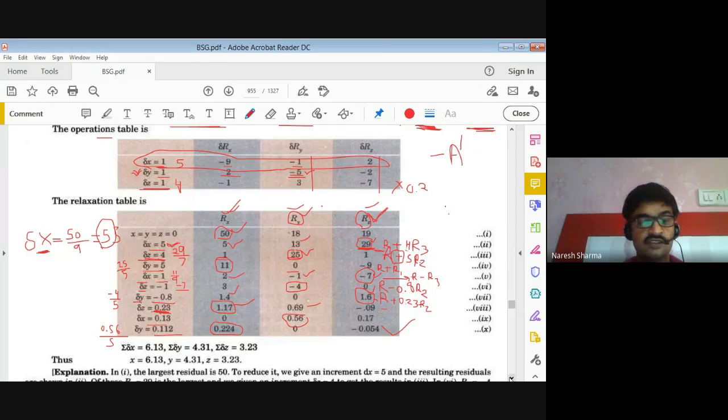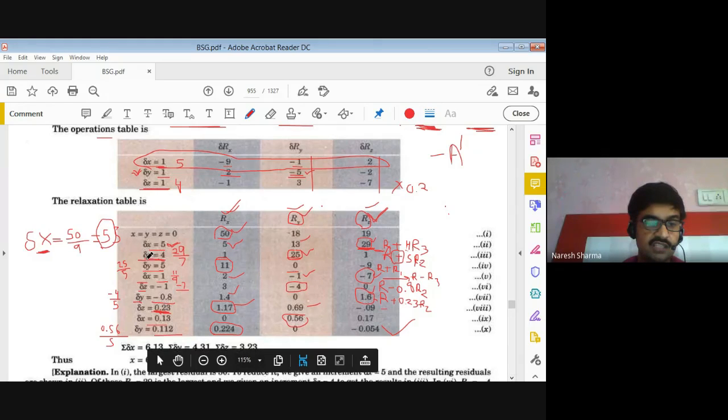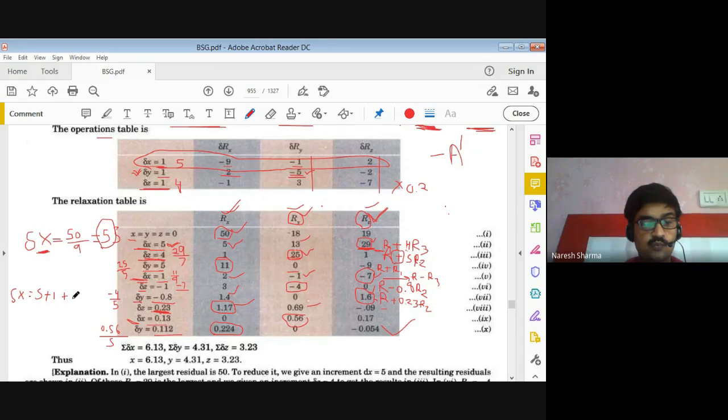So it's your choice how much accuracy you require. Now if you see here, starting x is 0, then the change in x is 5, then the change in x is 1, then the change in x is 0.13. You just need to add all these changes in x.